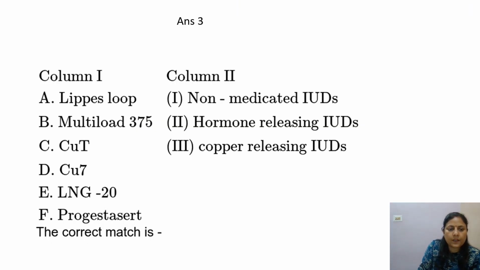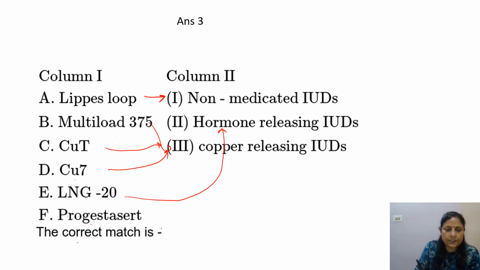And lastly, Lippes loop, multi-load 375, copper T, copper 7, LNG 20, progestasert. Correct match is Lippes loop is non-medicated IUD, multi-load is copper containing, copper T copper containing, copper 7 copper containing, LNG is hormone releasing, and progestasert is hormone releasing intrauterine device. So I hope you can easily understand this contraception.